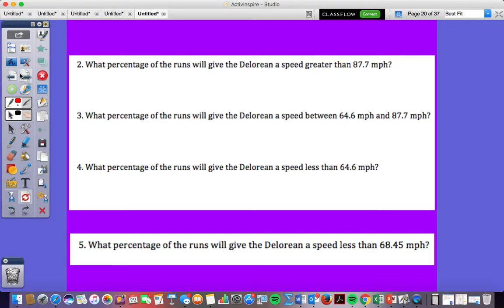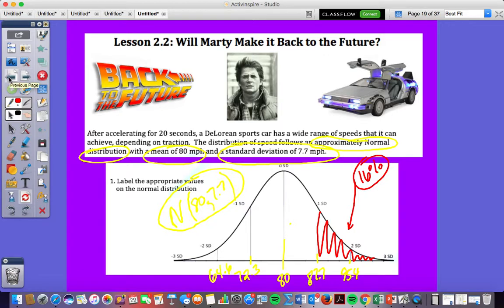All right, so questions on this. So this would be 84%, but it asks for the 16%, okay? All right, so think critically right here. This is a little tougher. What percentage of the values would be exactly 87.7? 31%? So if I were to shade this, I don't know if this makes sense. The shade would literally be a straight line. You follow me?